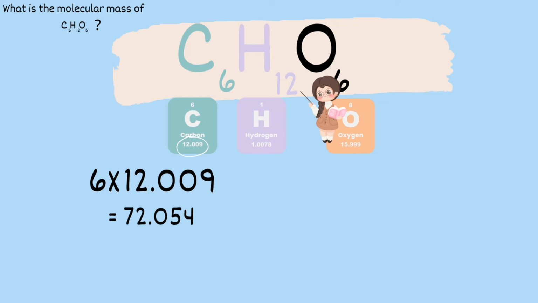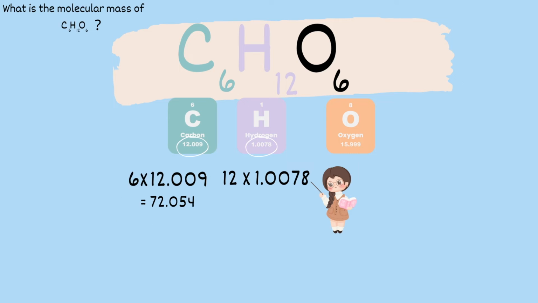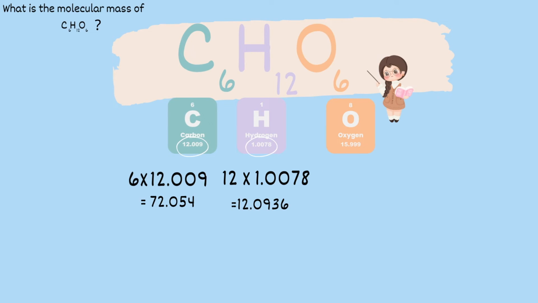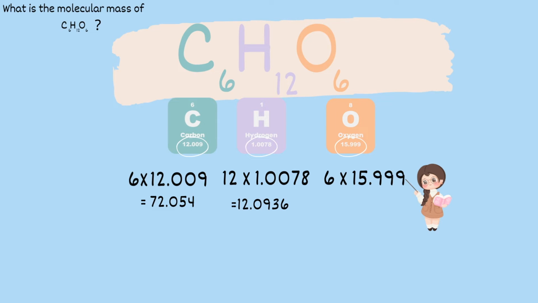Next, we have hydrogen. The little 12 subscript tells us that there are 12 hydrogen atoms in glucose, and the molar mass tells us how much each of those atoms weigh. So we multiply 12 times 1.0078, and we get 12.0936. Oxygen has 6 atoms in glucose, and each weighs 15.999, so we multiply 6 times 15.999, and we get 95.994. We now have the individual masses of each different type of atom in glucose. Next, we just have to add them up to get the entire molecular mass.